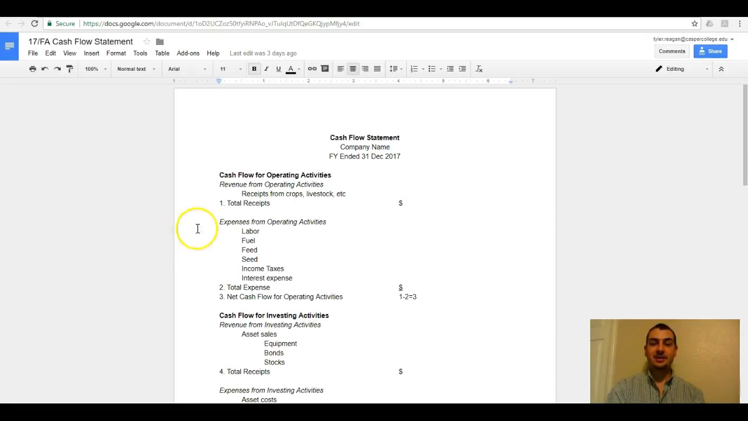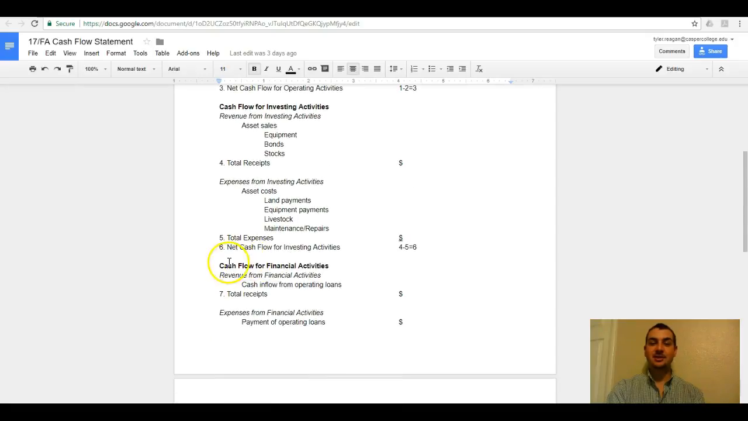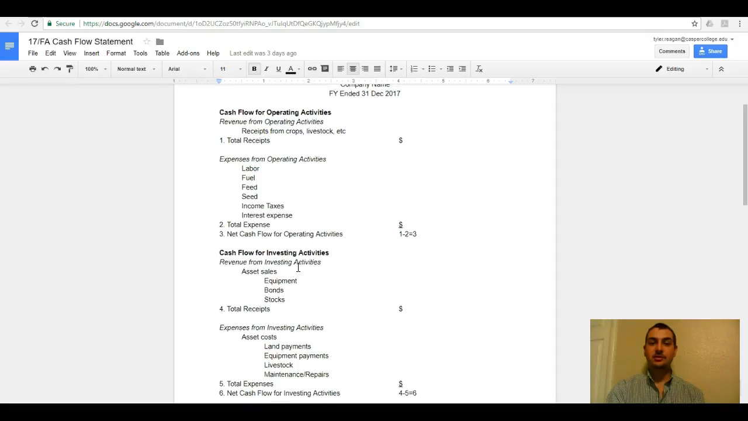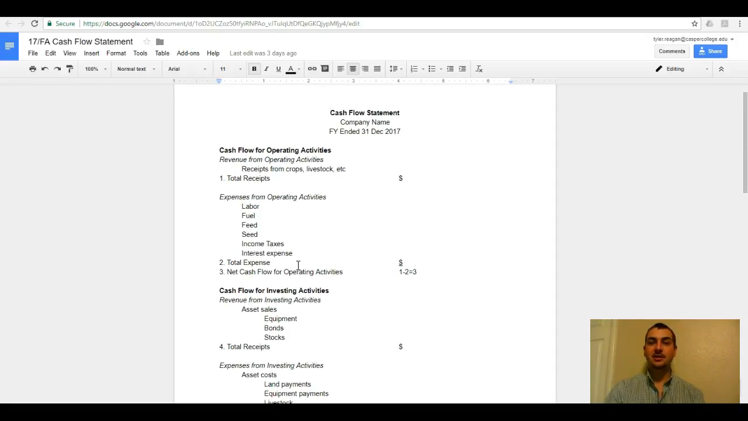The first main section is cash flow from operating activities. The second section is cash flow from investing activities. And the last section is cash flow from financing activities. Now we're going to use this video to talk about how you set up a cash flow statement, because that's going to become necessary for the actual assignment.